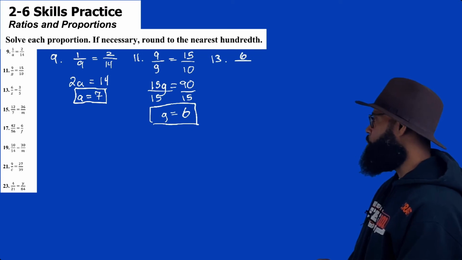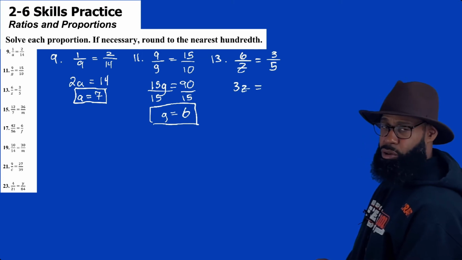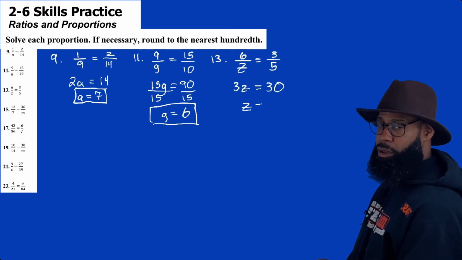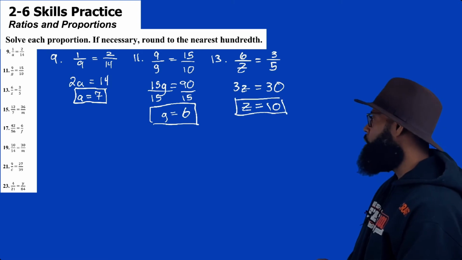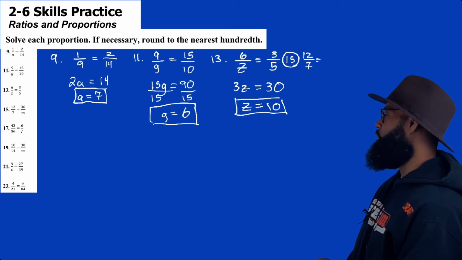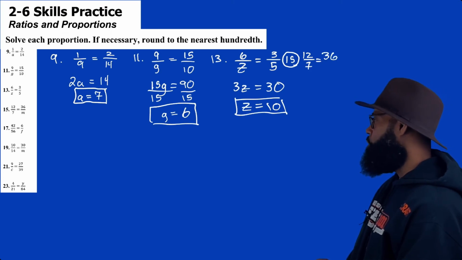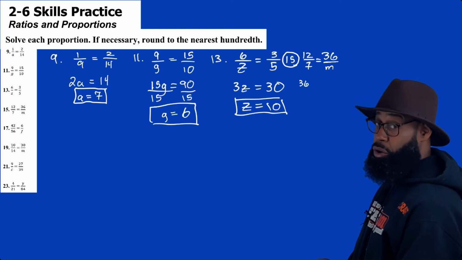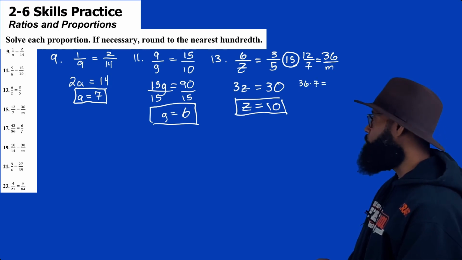Let's do it again. Number 13, 6 to Z is equal to 3 to 5. So again, guys, I could show the cross multiply circles, bubbles, whatever you want. But 3 times Z, 6 times 5, 3Z equals 30, Z is equal to 10. Got it. Squeezing it in. Really? Go for it. 12 to 7 is equal to 36 to M. And this is where you might see it, right? 12 times what gives me 36? If you know, you know. If you don't, go for it. Cross multiply, right?